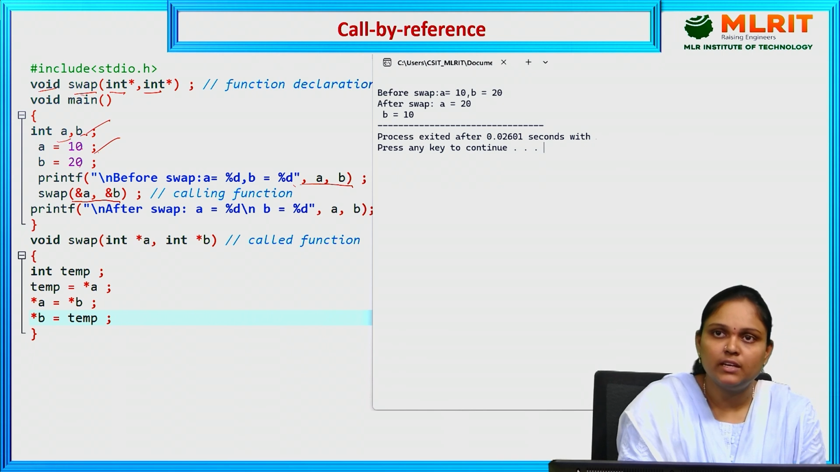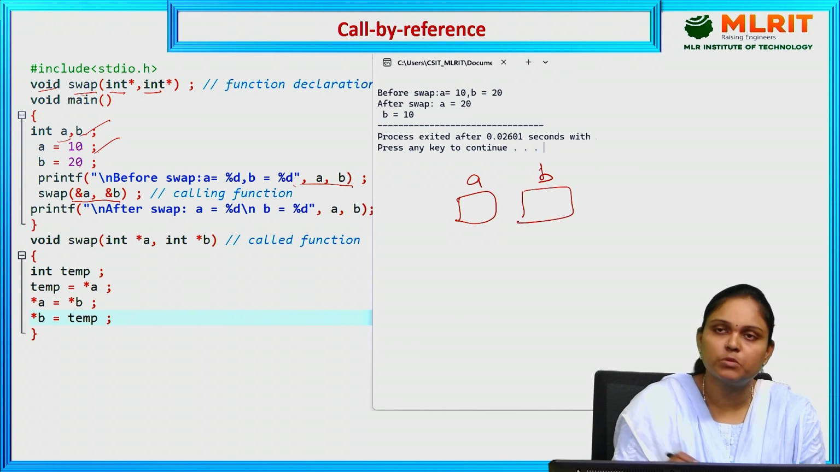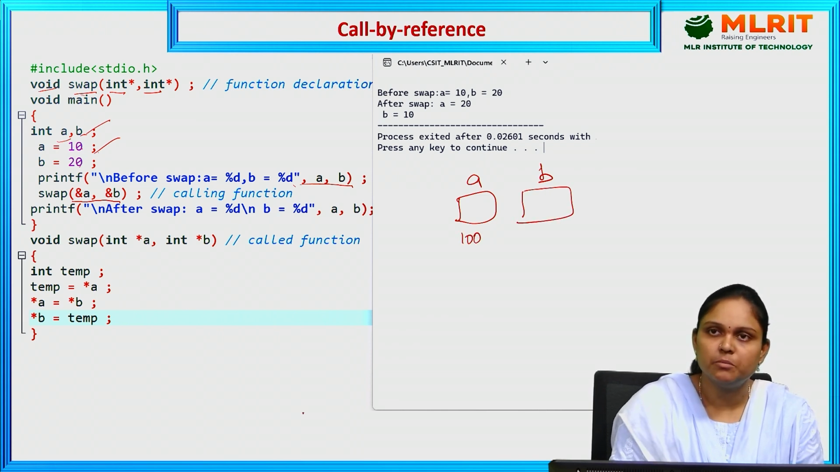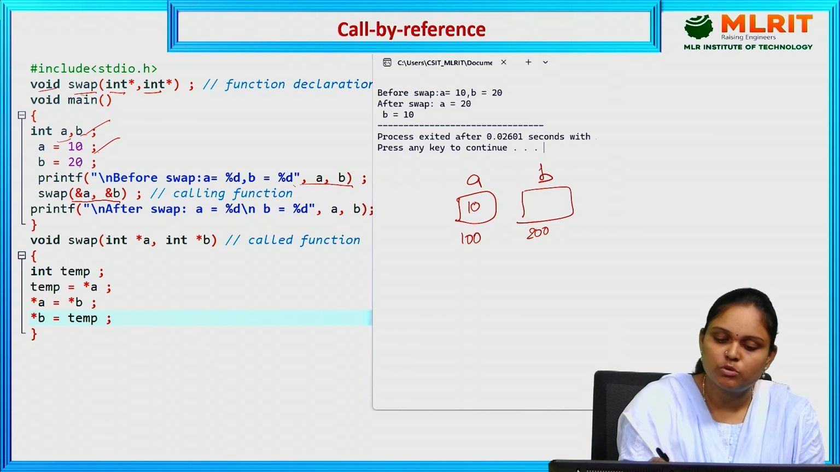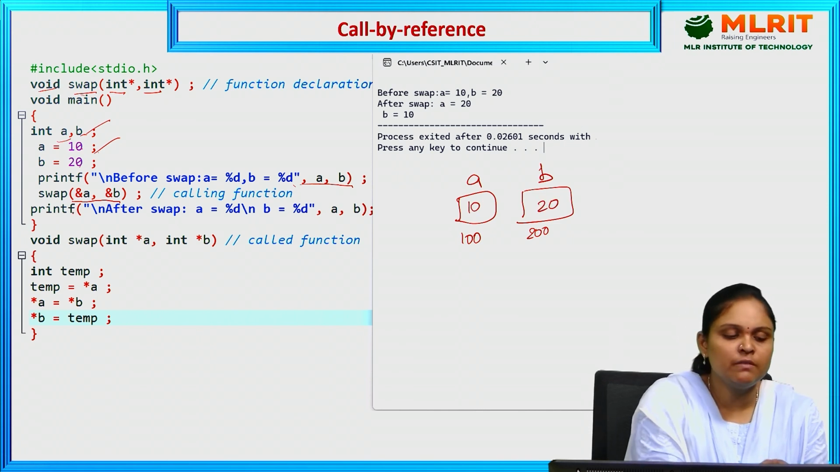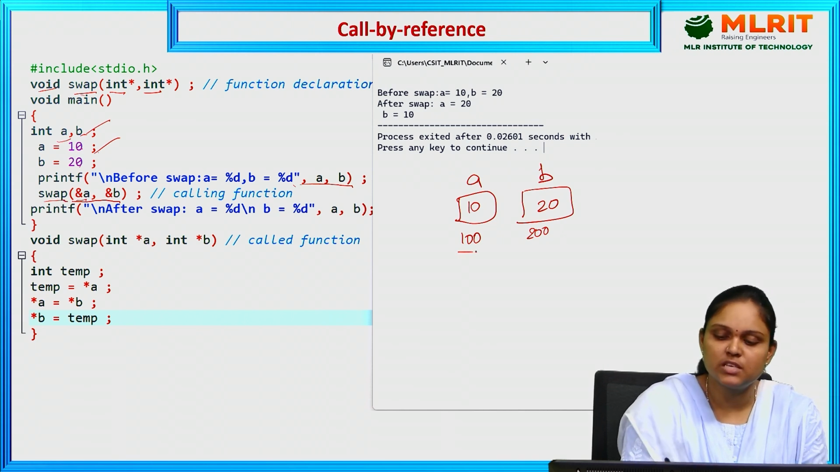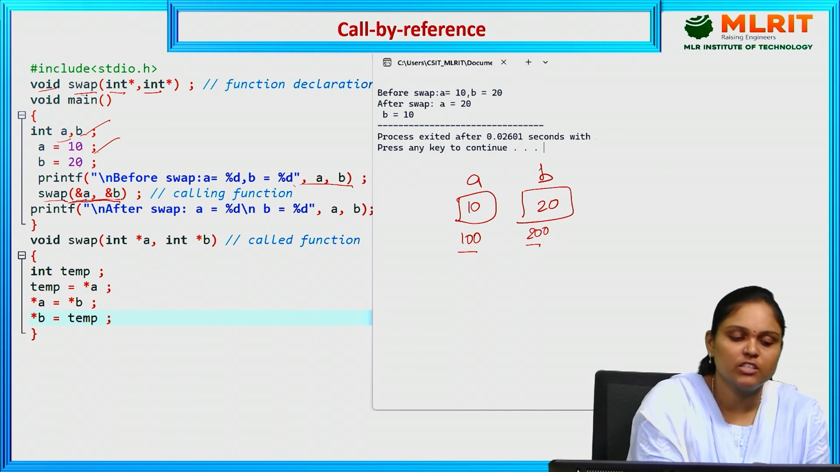As soon as we declare the variables, for a some memory will get allocated, 4 bytes, and for b some 4 bytes of memory will get allocated. Consider some 100 location for a, and for b some 200 location. The 10 value will be stored in a and the 20 value will be stored in b. Whenever we call this swap function, the address of a is 100 and the address of b is 200, so the addresses are passed into this function call.